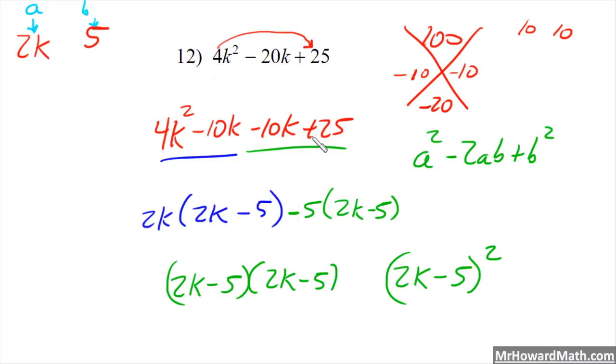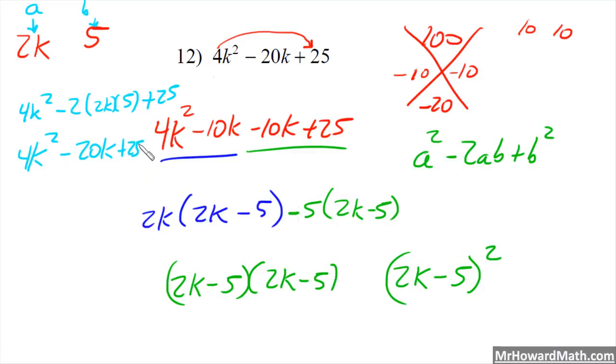So we square the a value, so that's 4k squared, check. Subtract 2 times the a value of 2k times the b value of 5, and then we add the b squared. Well, our b value is 5, so 5 squared is plus 25. Now multiply all of this out, so it would be 4k squared, subtract 2 times 2k is 4k, times 5 is 20k, and we're subtracting it, plus 25. Check, so the pattern works.